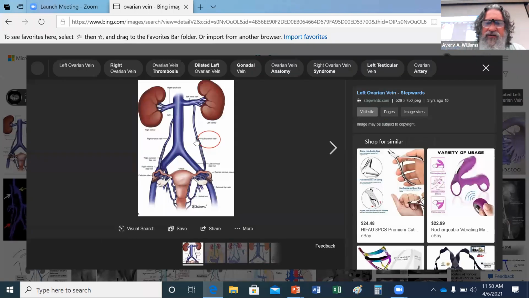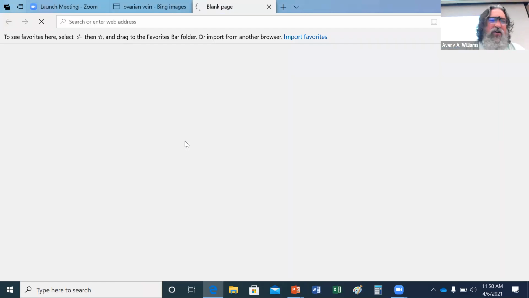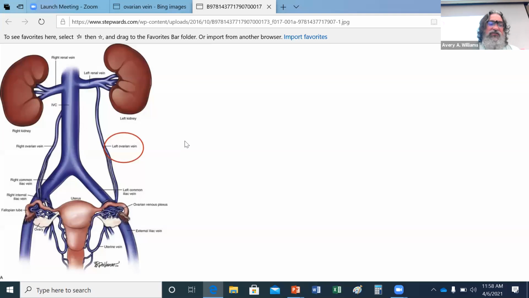Now you gotta be careful searching on the internet. When you talk about reproductive stuff, you're always one click away from some kind of porn site, so you gotta be careful. All right, but this looks pretty legit right here.